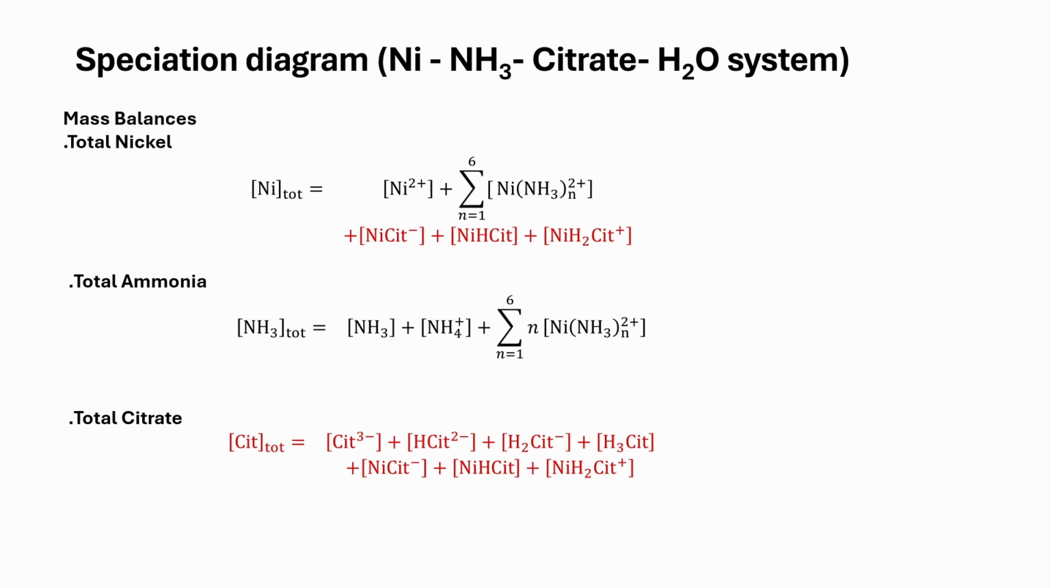The third is a citrate mass balance. The total citrate added must equal the sum of free citrate in all of its protonation states, Cit3-, HCit2-, H2Cit- and H3Cit, plus any citrate that is coordinated to nickel in the nickel citrate complexes. These three equations combined with the thermodynamic equilibrium expressions from the previous slide give us the system we need to solve. The unknowns are the free nickel activity, the free ammonium activity, and the free citrate activity.